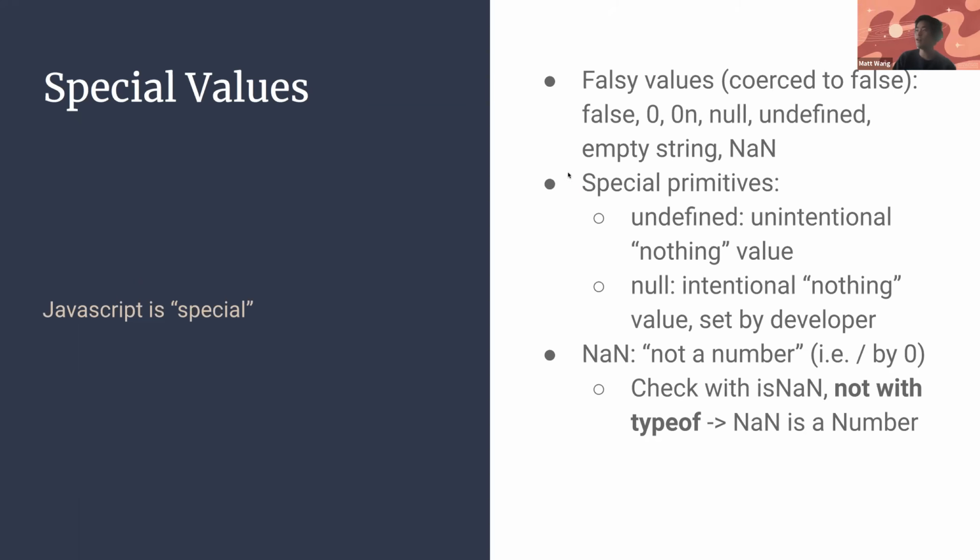The values that are false, and you don't have to remember this except for the Kahoot, are false, 0, 0 the big int, null, undefined, the empty string, and not a number. Not a number is the value you get when you do dumb things with numbers. So you divide by 0, it's not a number. If you try to subtract the string mat from the number 1, that's not a number. That doesn't work. As a fun fact, not a number is a number.